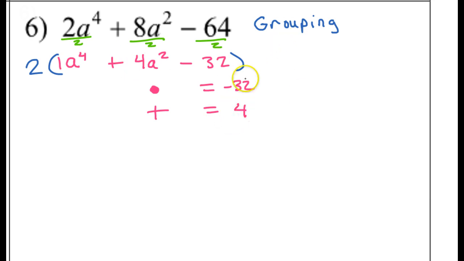Now it's time to make the list based on the product. So we need a product of negative 32, so I'm just going to use the 32. What are all the ways to make 32? That's going to be 1 times 32, and this is even, so it's definitely divisible by 2. That's going to be 2 times 16. 3 does not go evenly into 32. How about 4? Well, 4 times 8 is 32. And what else?